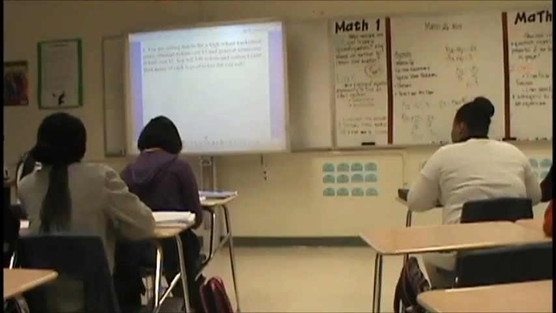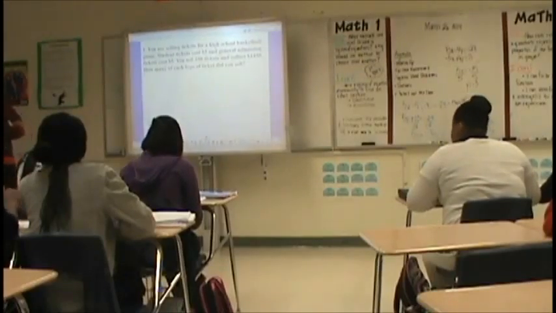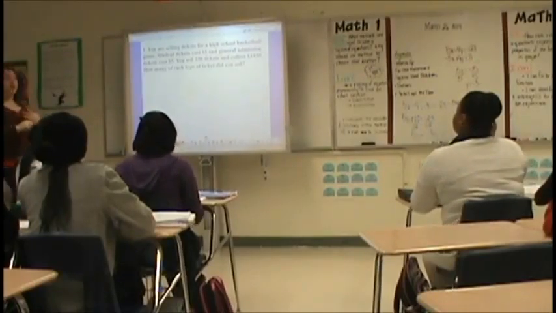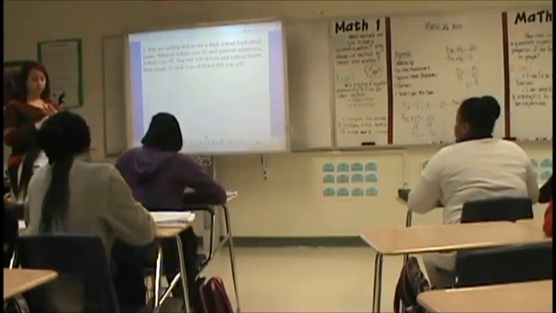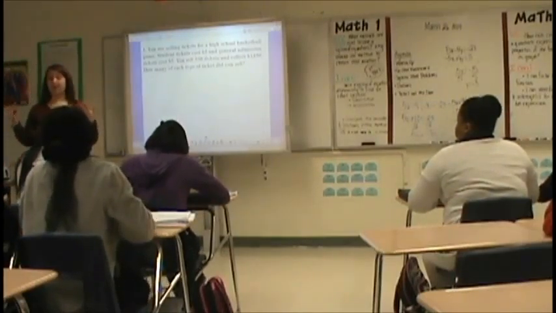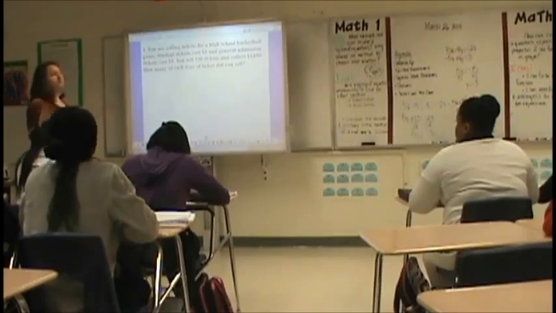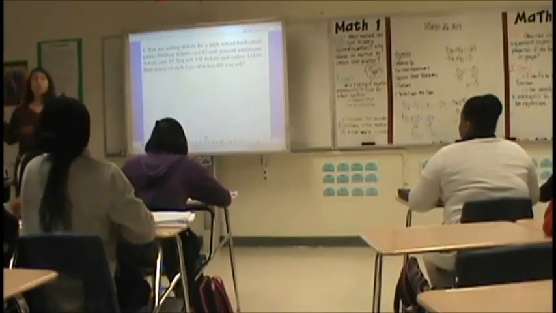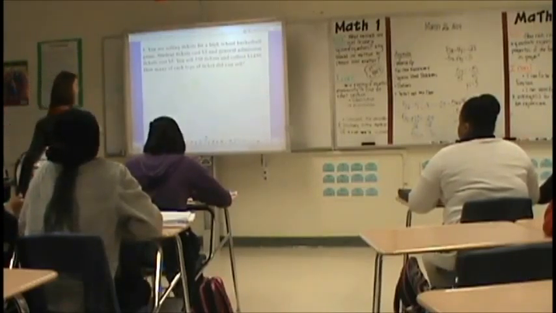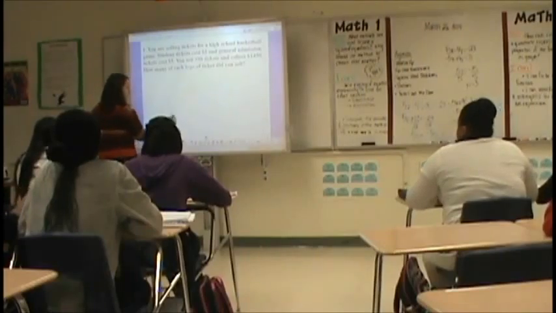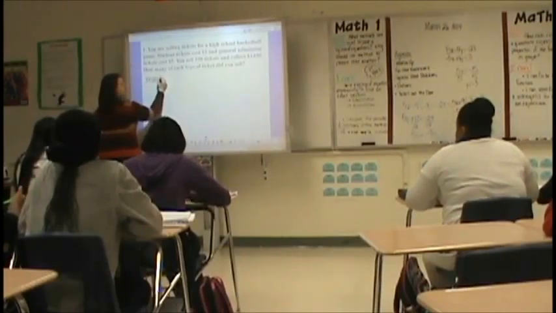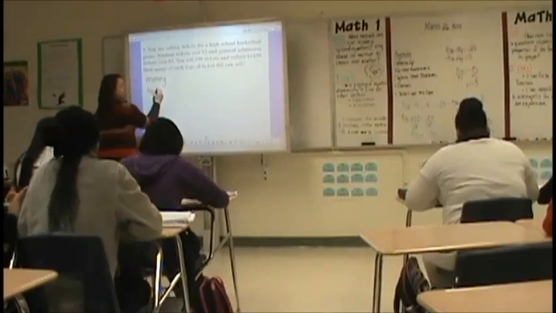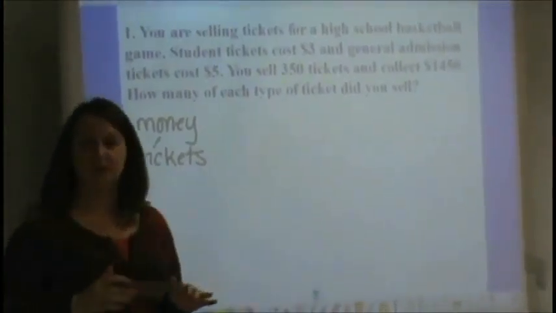Where do we start? Highlight. Before we highlight, we read the problem, right? Very first thing, read the problem, understand what it's asking about. What are the two different things we're dealing with? We're dealing with money and we're dealing with tickets. Does everybody see that? Yes. But not only are we dealing with money and tickets, what else? Is there any other two things that are different?